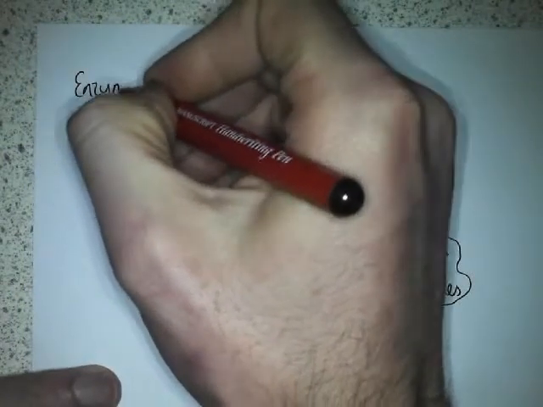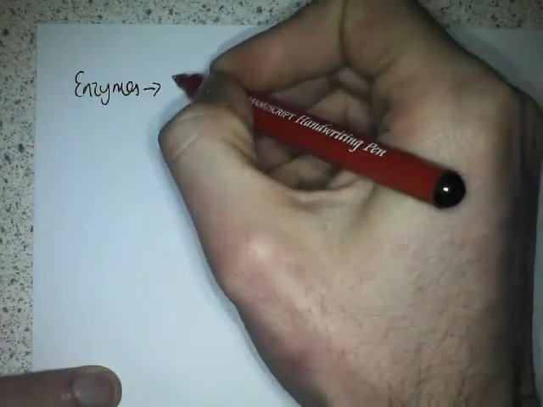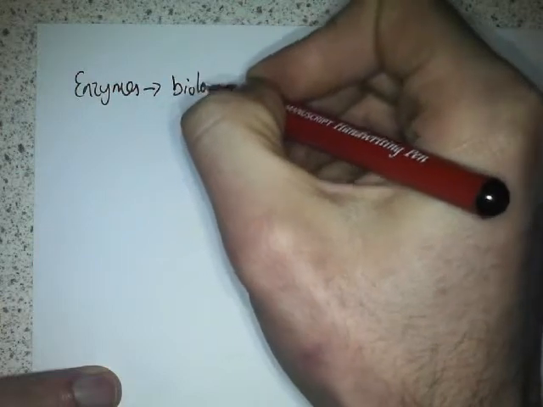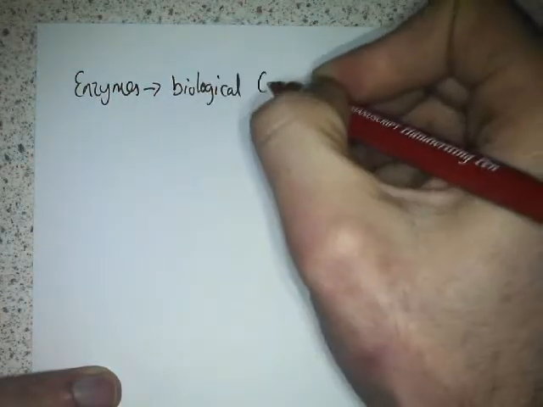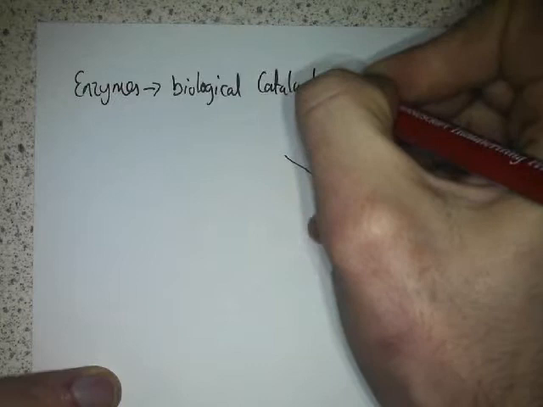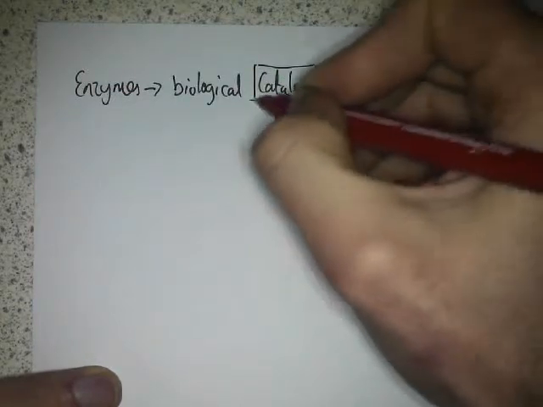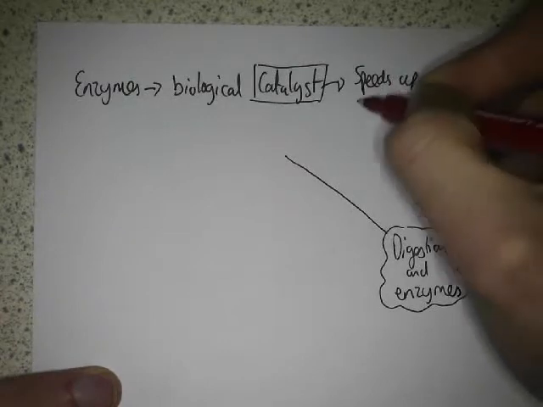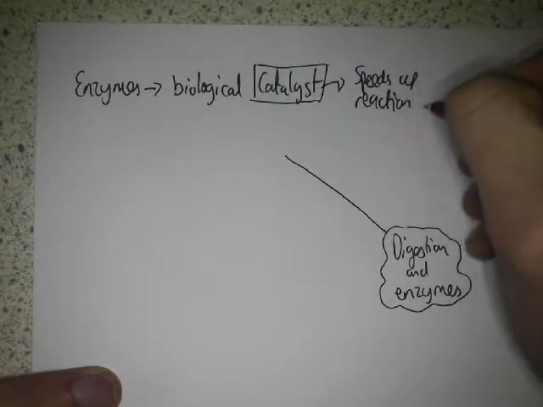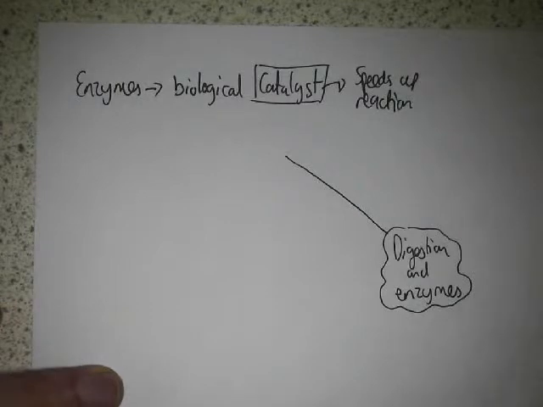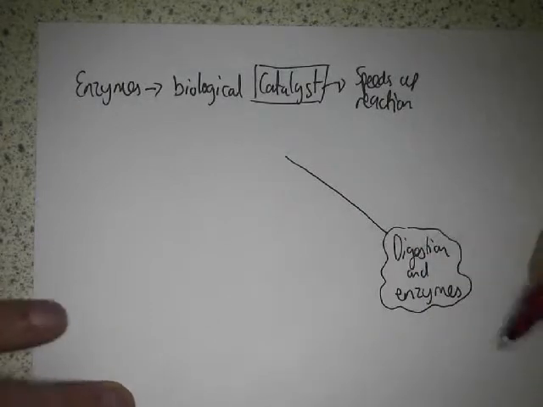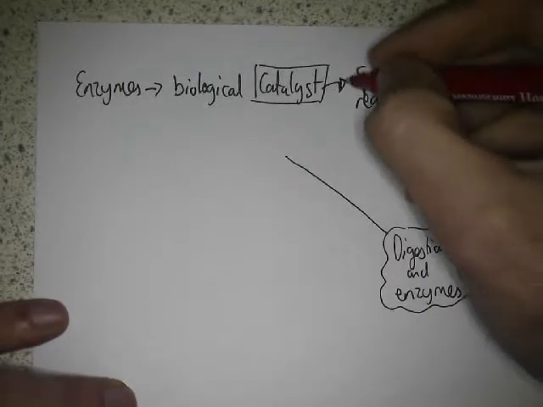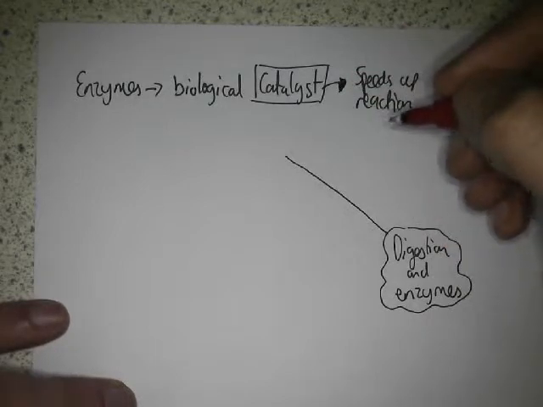Definition. Enzymes, so a biological catalyst. Now you know from your chemistry, a catalyst speeds up reactions. So these things, enzymes, are going around your body just speeding up reactions that would take place normally, but far too slow for how quick we need the things. So that's what enzymes do.